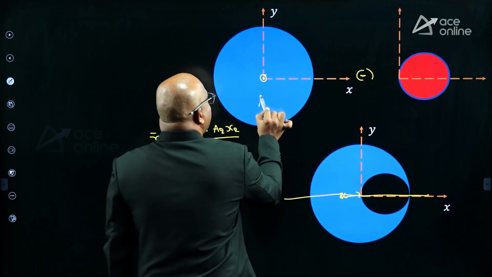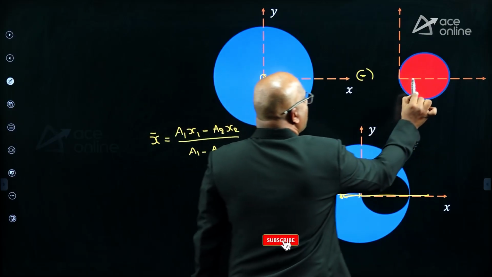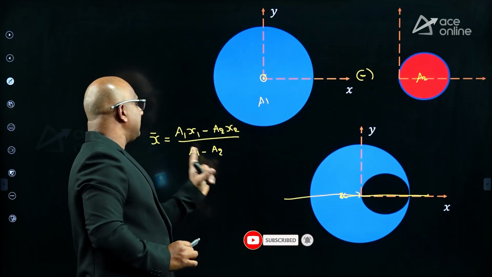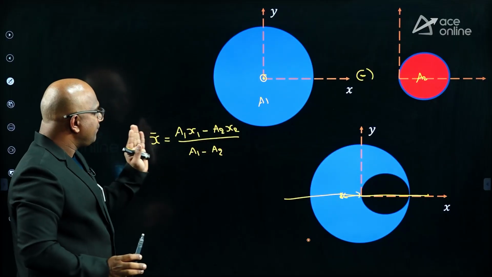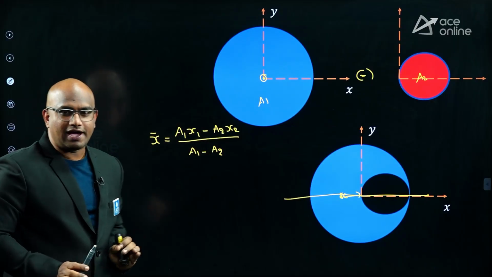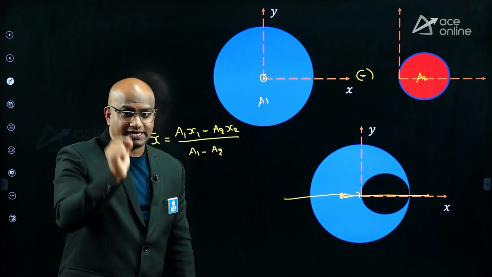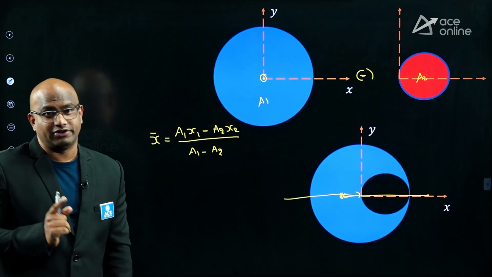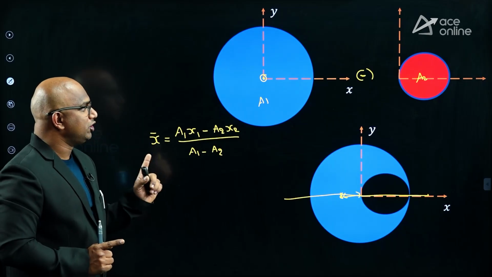So this is a1. From this, what do I do? I am removing this part, a2. Getting an answer, everyone? Then divide by a1 minus a2. You please try this one, guys, and post your answers in the comment section, guys. I will check each and every one, guys. Okay, I hope you are able to do it, guys.